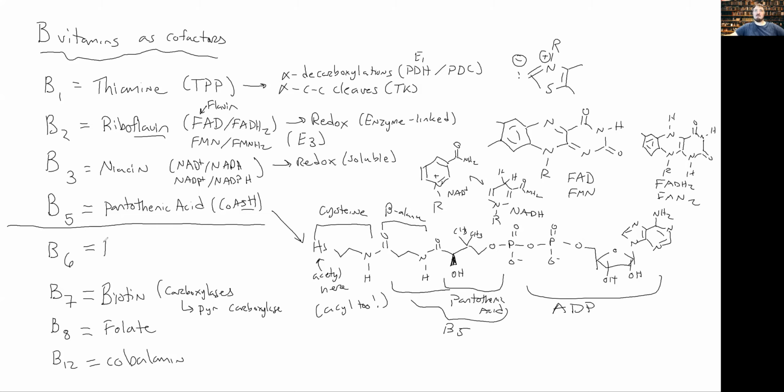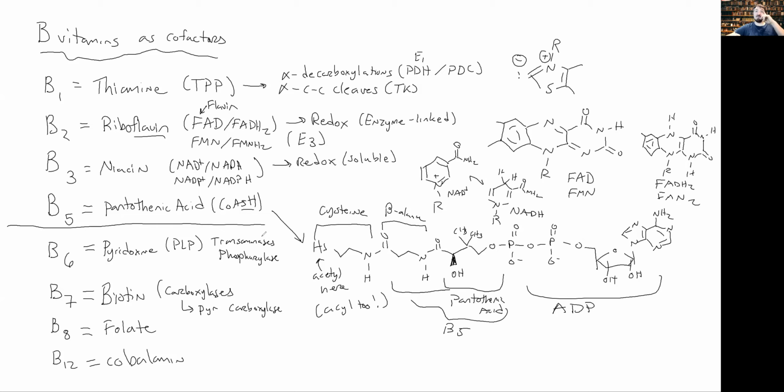And then finally, we have pyridoxine, which is used for PLP. And that is used predominantly for transaminases, and also in glycogen phosphorylase as a non-standard or non-canonical form of PLP.